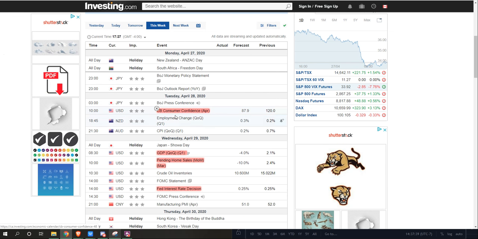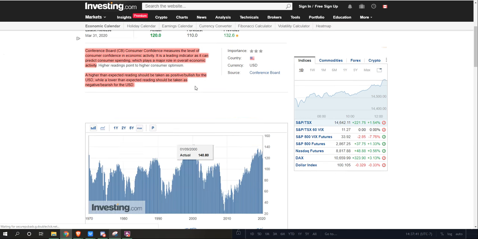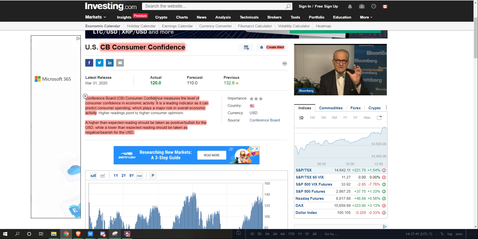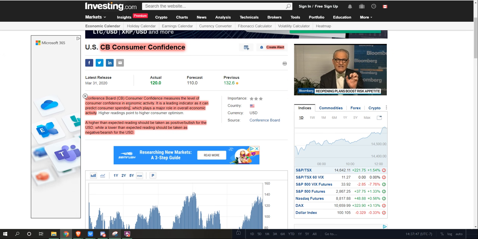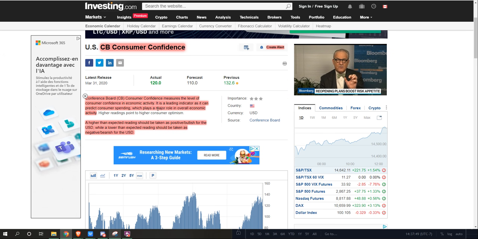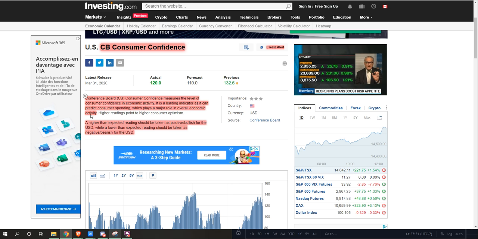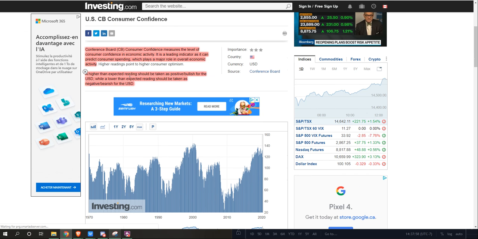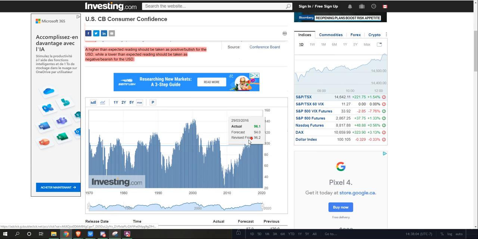We can see that the consumer confidence is going to be a big one. So we can see right here, the U.S. Consumer Confidence Conference Board. Consumer confidence measures the level of consumer confidence and economic activity. It is a leading indicator as it can predict consumer spending, which plays a major role in the overall economic activity. A higher than expected reading should be taken as a positive bullish sign for USD, while a lower than expected reading should be taken as a negative bearish sign.